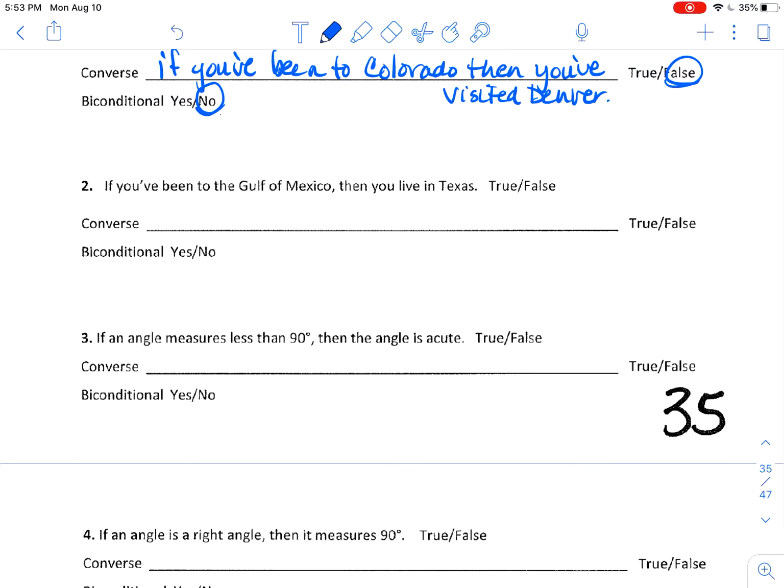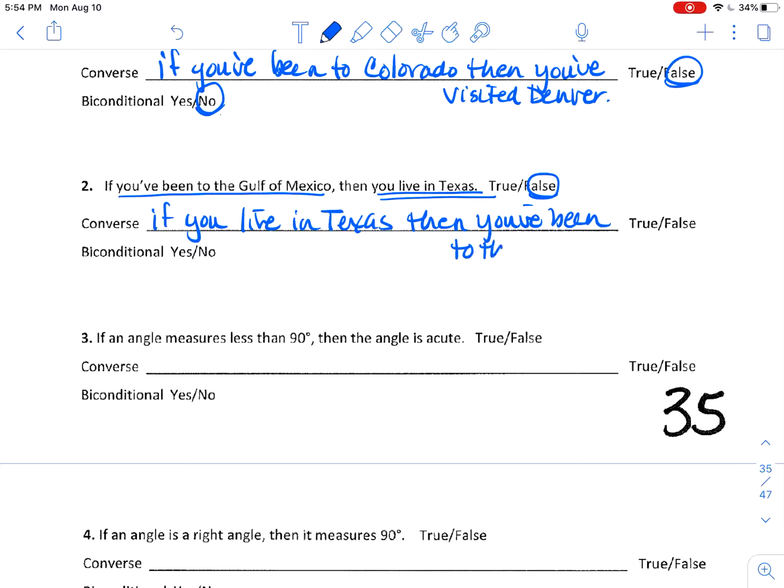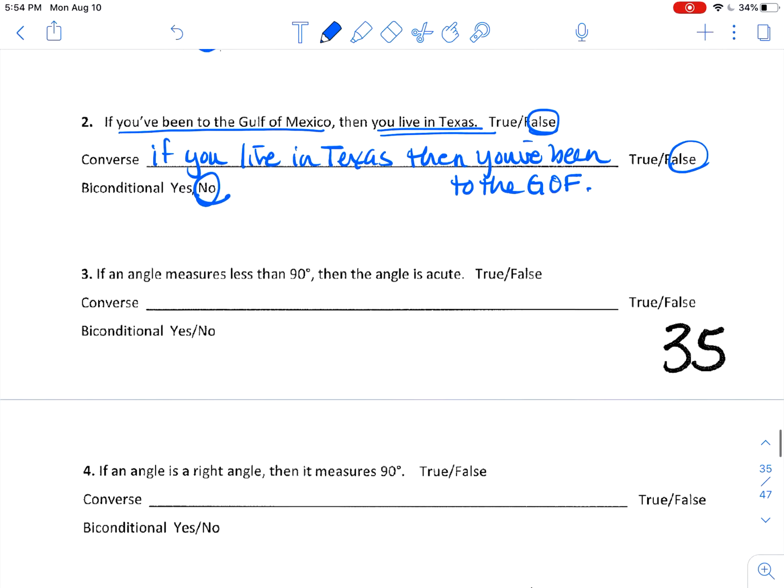Number 2, if you've been to the Gulf of Mexico, then you live in Texas. Well, you could have traveled to the Gulf of Mexico without living in Texas, so this guy's false. Now the converse, if you live in Texas, then you've been to the Gulf of Mexico. Well, this one's also false because you could have lived your whole life in Texas and never visited. These are both false. This is not a biconditional statement.